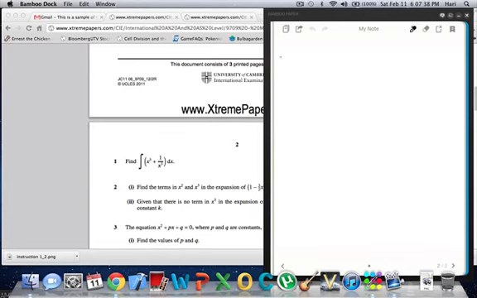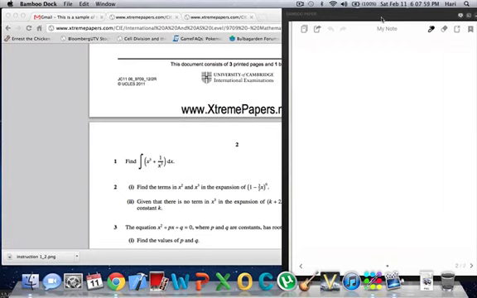Okay, so this is question 2, part 1 of June 2011 variant 2 paper. This is paper 1, pure mathematics. So let's start with the first question. Find the terms in x squared and x cubed in the expansion of (1 minus 3/2 x) to the power of 6. So let's write that down.